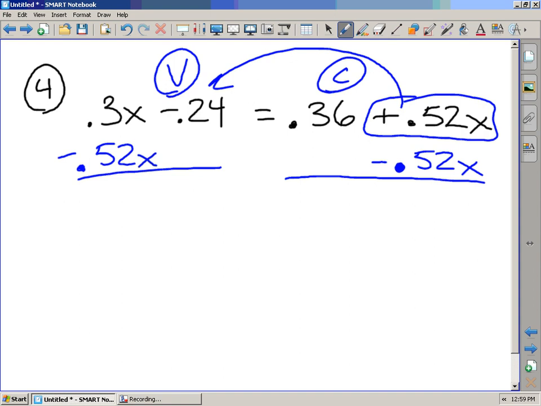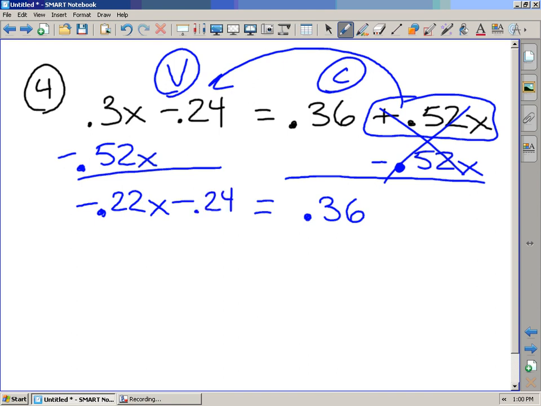On the right side, 0.52x minus 0.52x, we're left with 0.36 or 36/100ths. On the left side, we take 0.3 and we subtract 0.52, and we're left with negative 0.22x. And then we subtract the 0.24. We just carry that down.